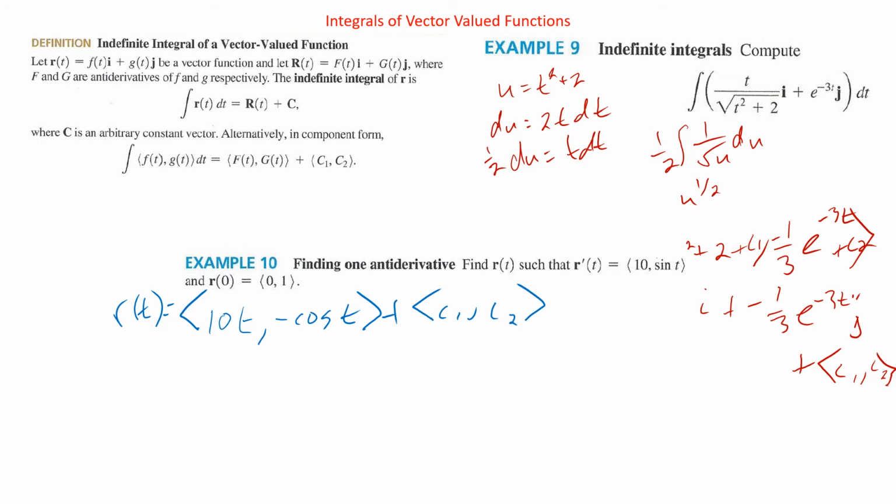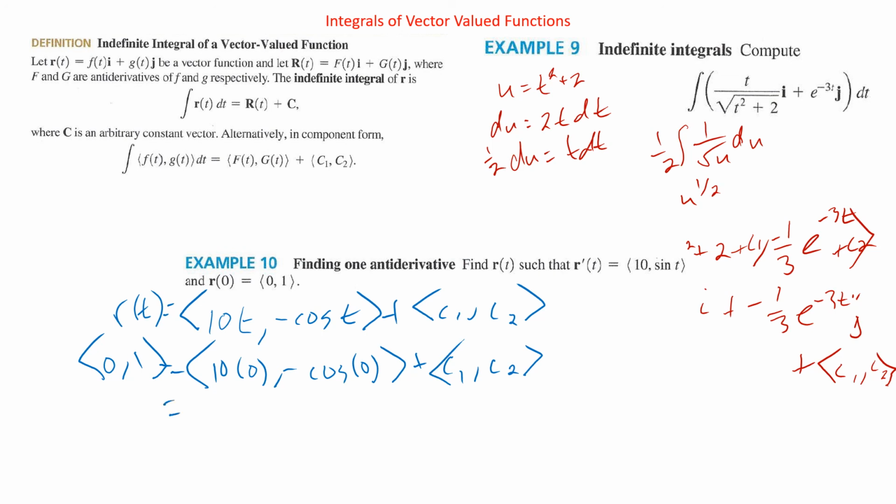Then it tells us r of 0 equals 0 comma 1, which means if we plug in 0, we need to get 0 comma 1. So that'll be 10 times 0 comma negative cosine of 0, plus c1 comma c2, equals 0, 1. So 10 times 0 is just 0. And then cosine of 0 is 1, so this is negative 1 plus c1 comma c2. So 0 plus what equals 0? Well, that's 0 plus 0, so c1 will just be 0. And c2, negative 1 plus what equals 1? That's plus 2. So we have 0 comma 2.